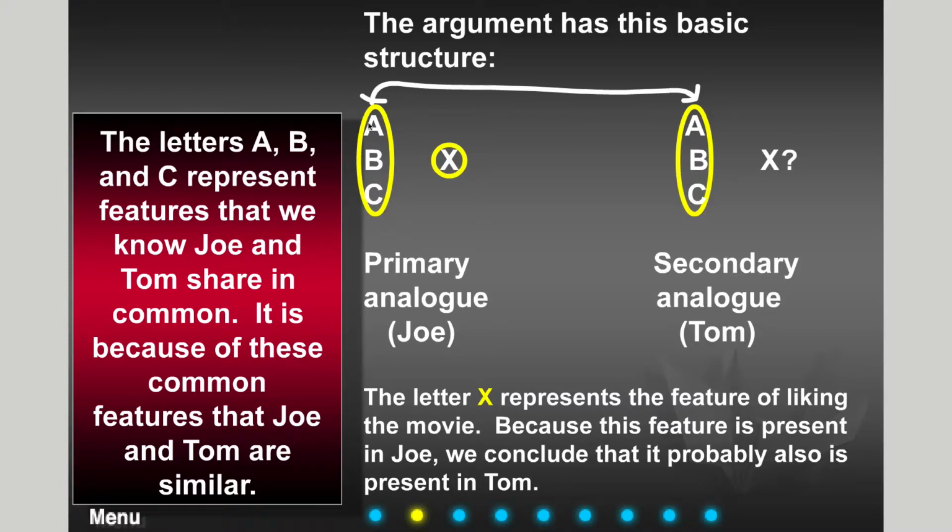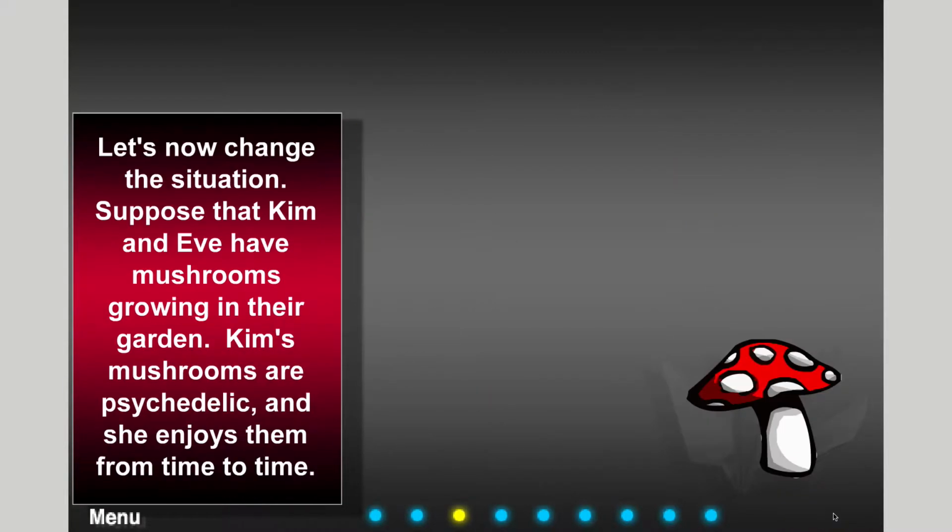Well, I like the movie. Well, the previous movie had these 3 things about it. The new movie has this many things about it. So since it's present, it's probably also present for Tom, right? Okay, good. So let's now change the situation.